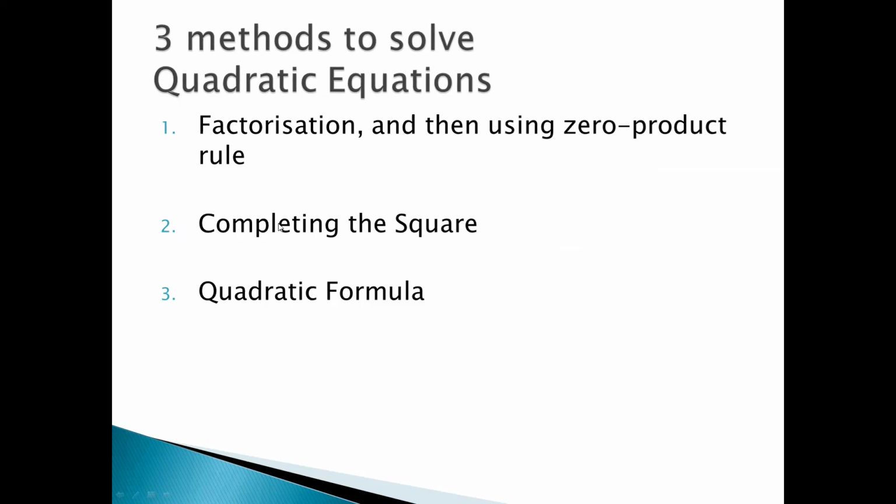Factorization and completing the square are more complex than the quadratic formula. Personally, I feel the quadratic formula is the easiest method because you're just substituting values into the formula and then getting the answer easily. For factorization, you have to think how to factorize. For completing the square, in fact, I would not recommend completing the square at all unless the question states that you have to complete the square.